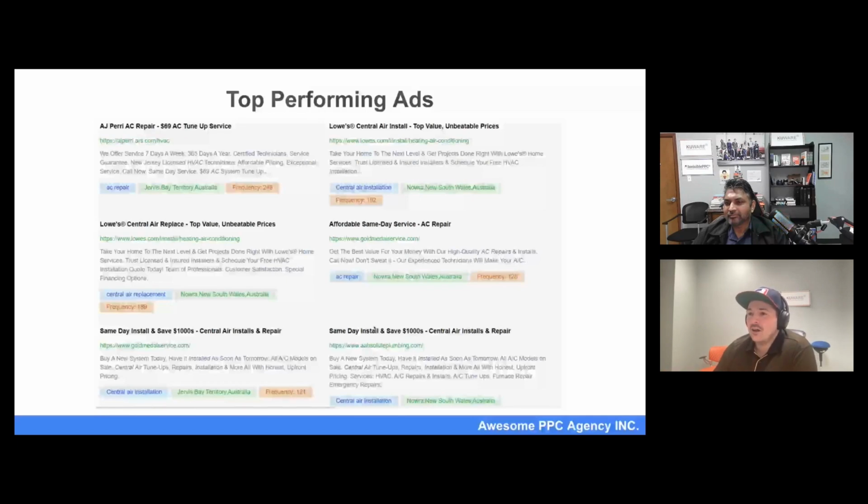But yeah, you can see here the actual ad copy, the ad headline, the breakdown in the copy, what triggered it. So what keyword triggered AC repair, the region that it showed up in, and frequency. Avi, could you talk real quickly on that frequency number? Because that's the one I always screw up whenever I talk about it.